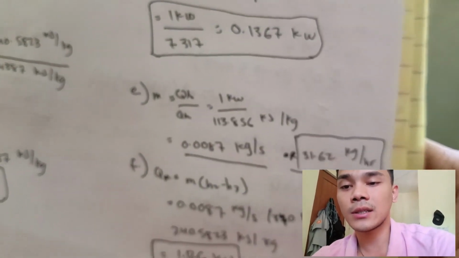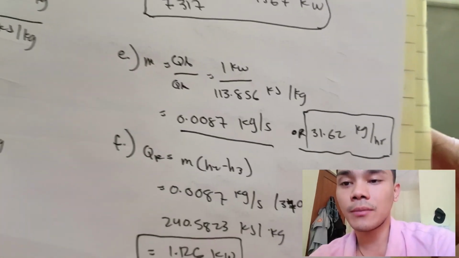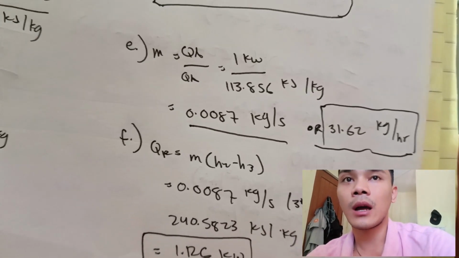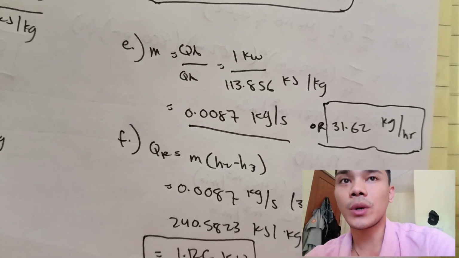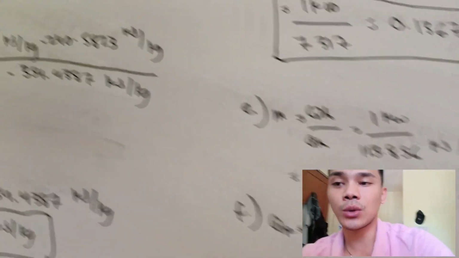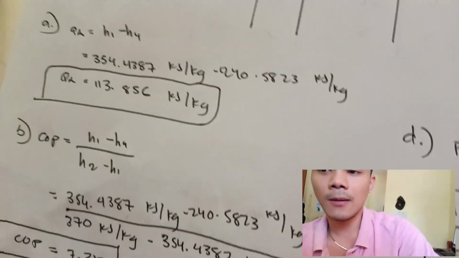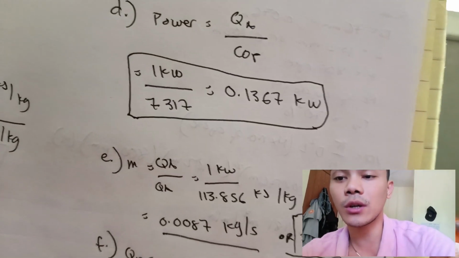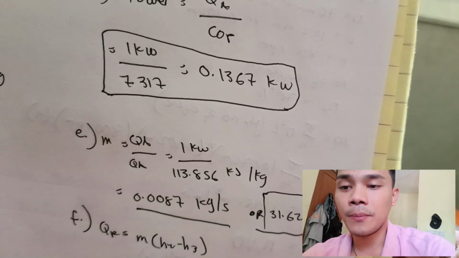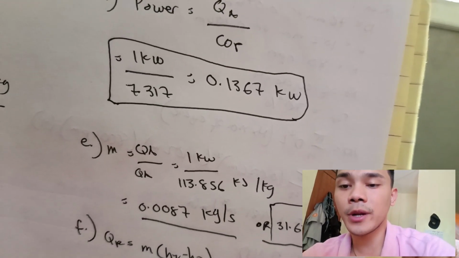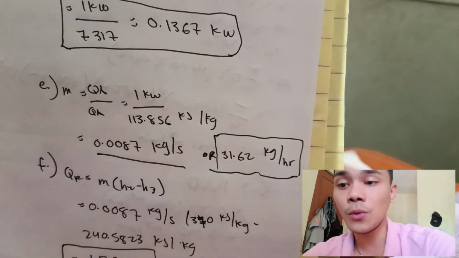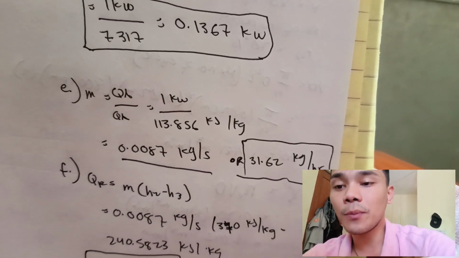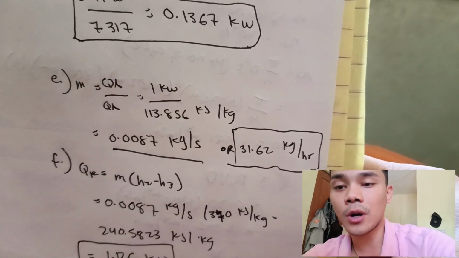So, next is the mass flow rate. So, the formula for getting the mass flow rate is the QA, katong 1 kilowatts na to, din atong QA na ato na solve earlier. Ang this our QA ganina na 113.856. So 1 kilowatts over 113.856 kilojoules per kilogram it is equal now to 0.0087 kilogram per second or 31.62 kilogram per hour.